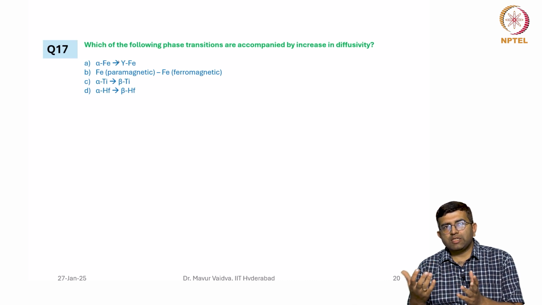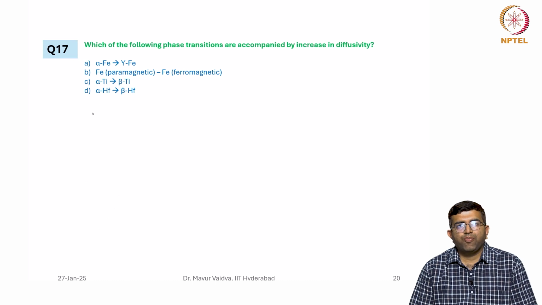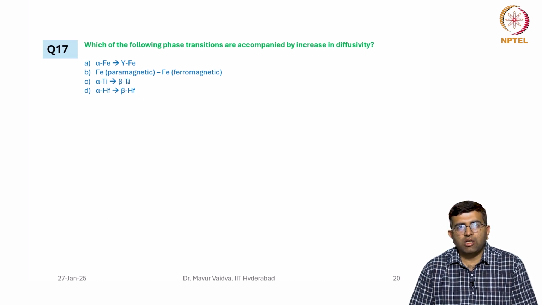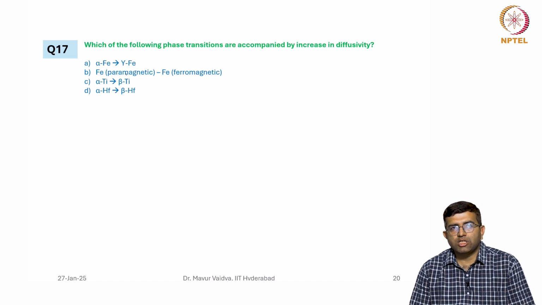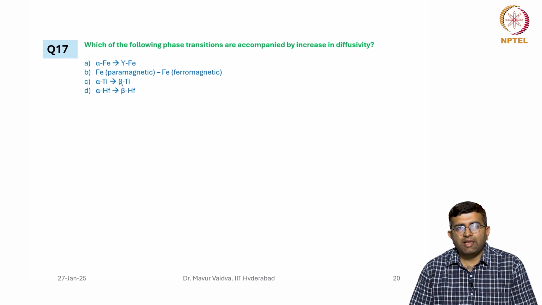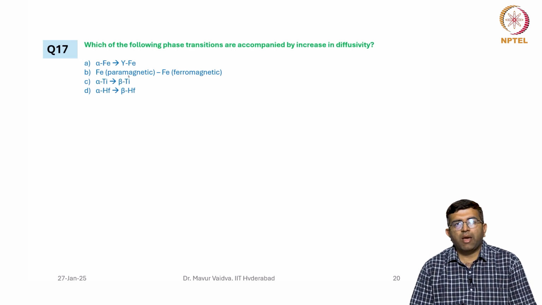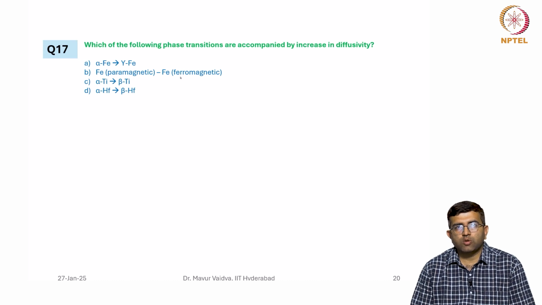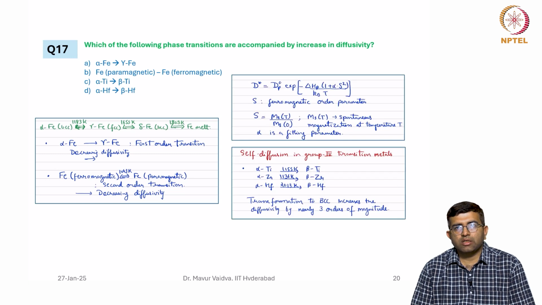causes a decrease in diffusivity because you are moving to a close packed structure. Whereas, in the options C and D, you have alpha titanium to beta titanium or alpha hafnium to beta hafnium, where the HCP structure is changing to BCC structure, and in that case the diffusivity is seen to increase. Similarly, paramagnetic to ferromagnetic transition also leads to an increase in the diffusivity values. So, the correct options in this case are B, C and D.